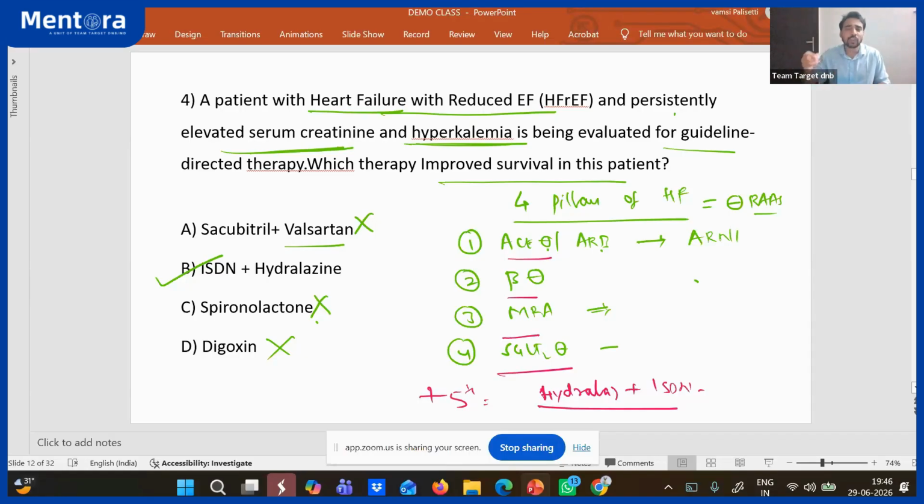So just seeing the question, you should not put ACE inhibitor or ARB or ARNI, because even that improves survival, but in this clinical scenario where there is elevated creatinine and hyperkalemia, you cannot use ACE inhibitors, you cannot use ARBs, you cannot use ARNI, you cannot use your potassium sparing diuretic. So these 2 options are gone, but the examiner has kept the first option because everyone wants to put sacubitril plus valsartan. Right? Clear?